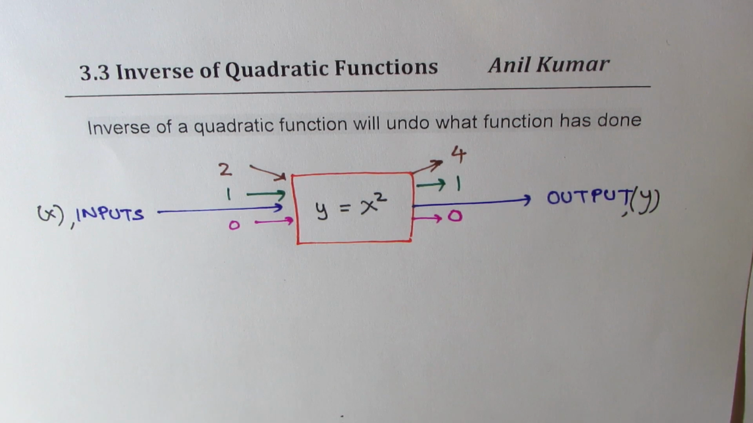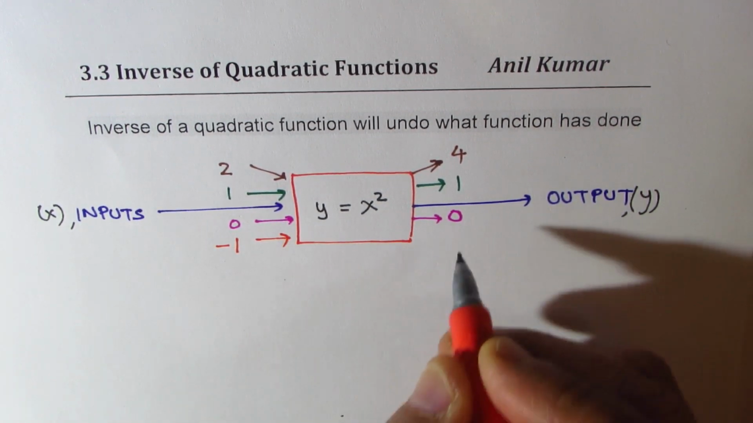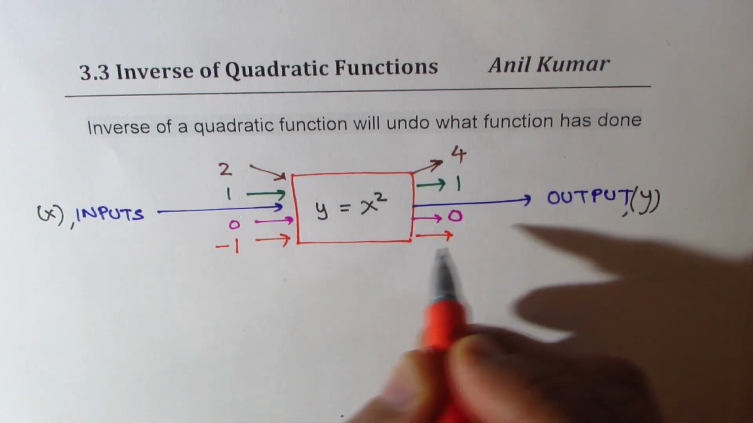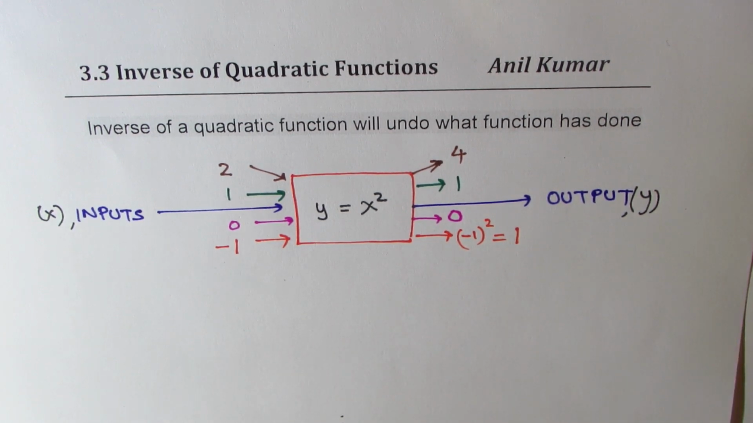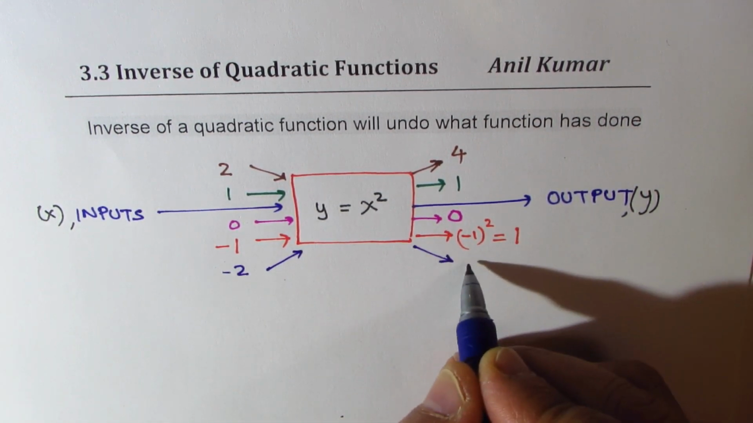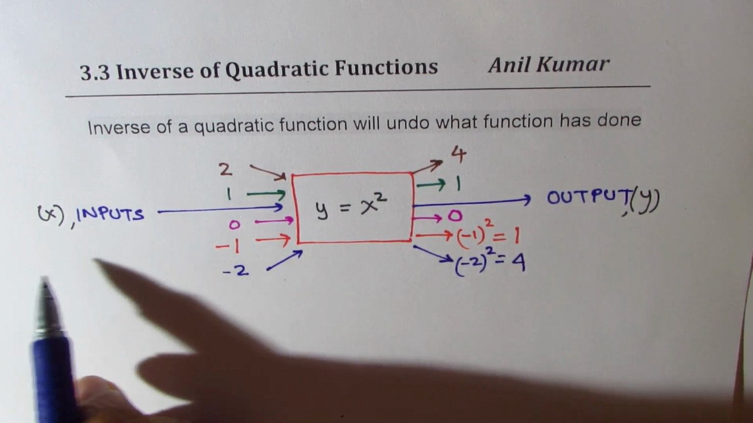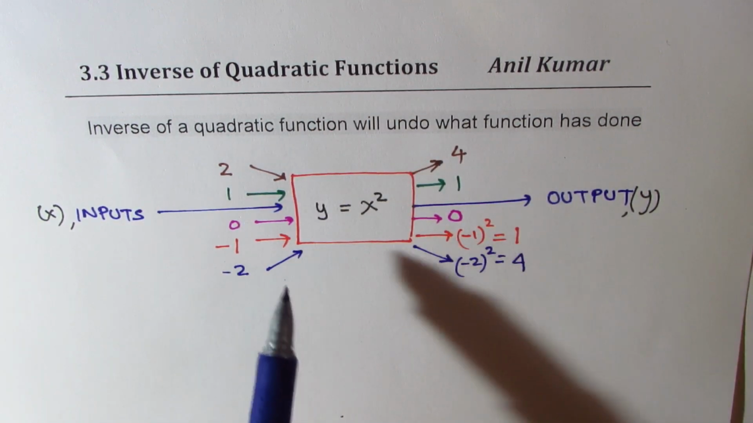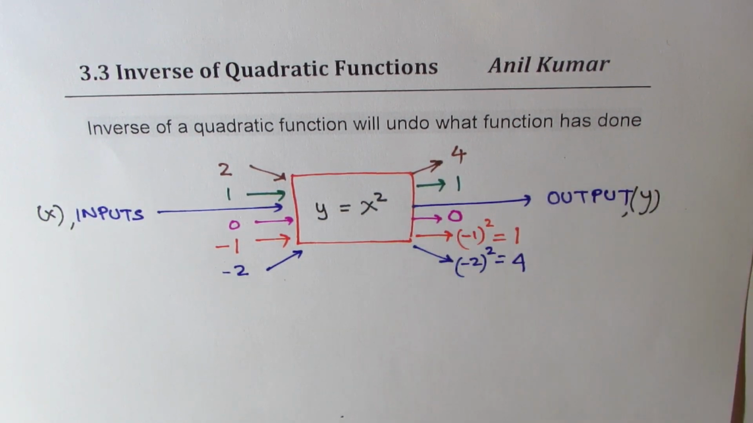Now if I feed in a negative number, if minus 1 goes in, what comes out? The square of minus 1, minus 1 squared, is positive 1. So we get 1 again. And what happens if minus 2 goes in? We get the square of minus 2, which is equal to 4. So that is what our quadratic function is doing. It squares all these numbers and gives us something which is always positive.